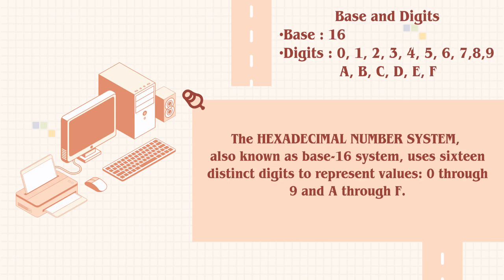Lastly, the hexadecimal number system, also known as base 16 system, uses 16 distinct digits to represent values, 0 through 9 and A through F. Base is 16 and the digits and letters are 0, 1, 2, 3, 4, 5, 6, 7, 8, 9, A, B, C, D, E, F. A represents 10. B represents 11. C represents 12. D represents 13. E represents 14. F represents 15.